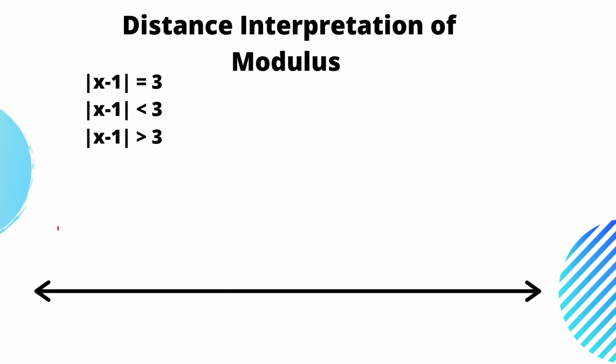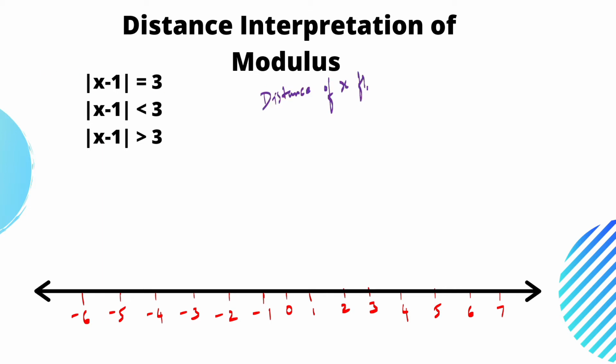So now what is meant by modulus of x minus 1 is equal to 3? What is meant by modulus of x minus 1 first of all? Well, it means the distance of x from 1. When x minus 1 is equal to 0, x is equal to 1. So modulus of x minus 1 is the distance of x from 1. That means if we start from 1, modulus of x minus 1 is equal to 3.